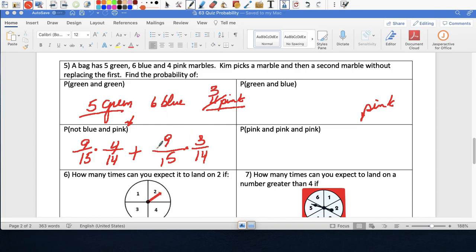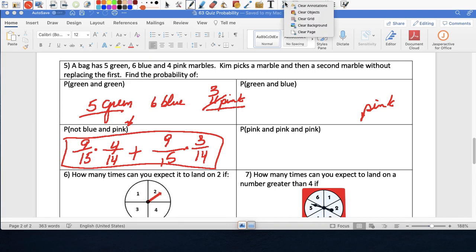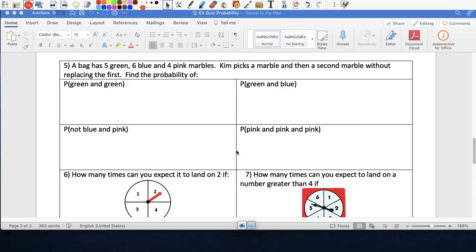And that's what I wanted to show you today. So you would add those two and give me the result. Yeah, so that was the main thing. Okay.